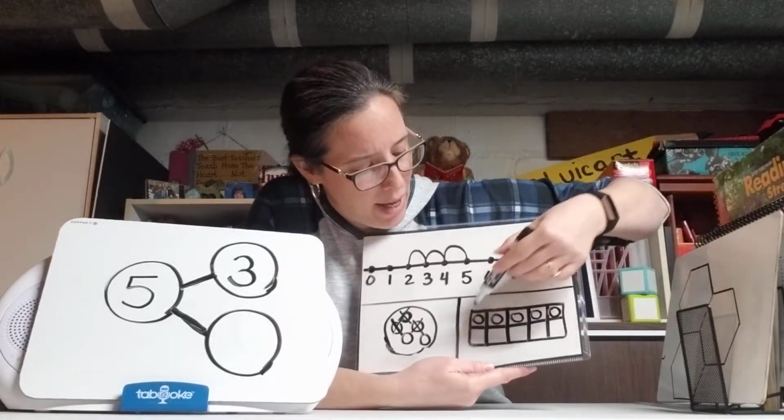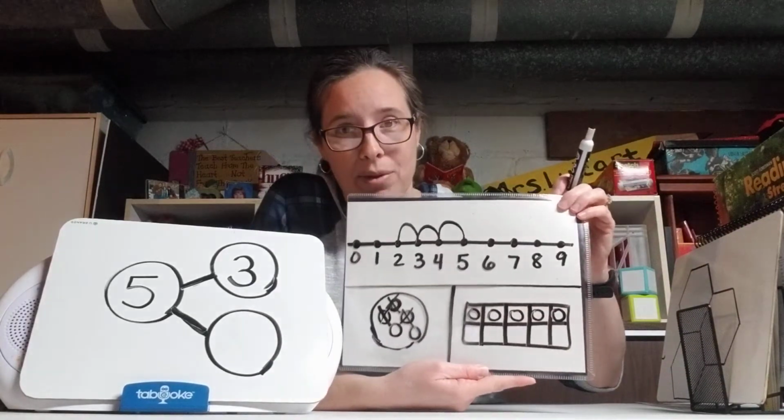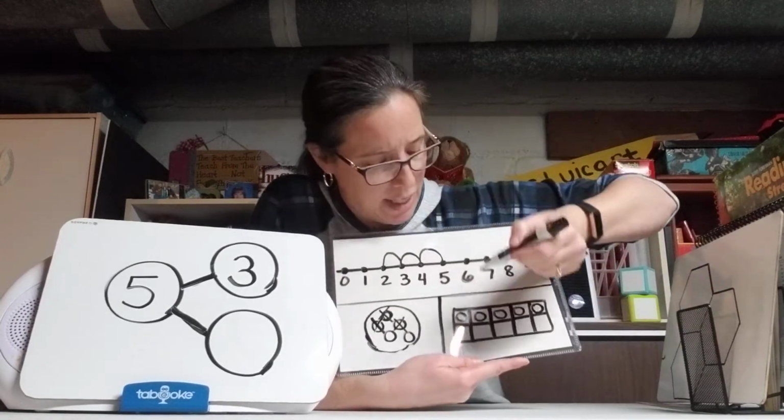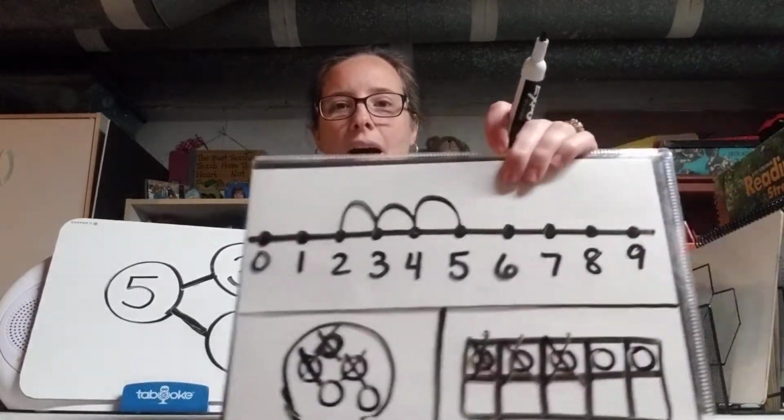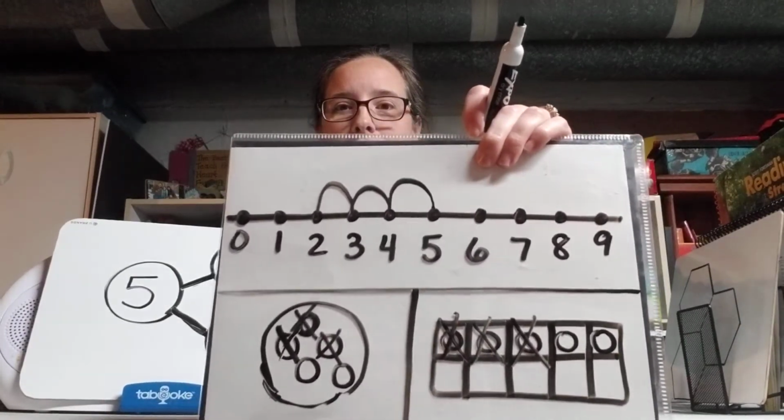So right here, I have a tens frame with 5 cookies in it. I gave 3 to Gage, so I simply mark off 3 cookies and I have 2 left.